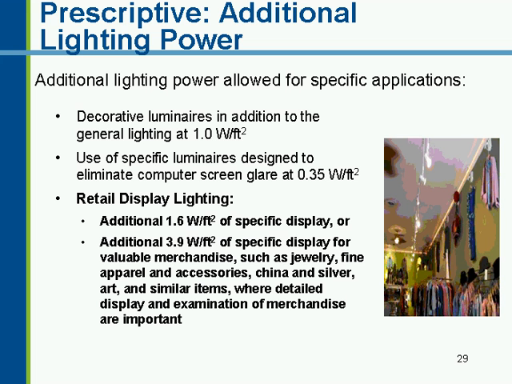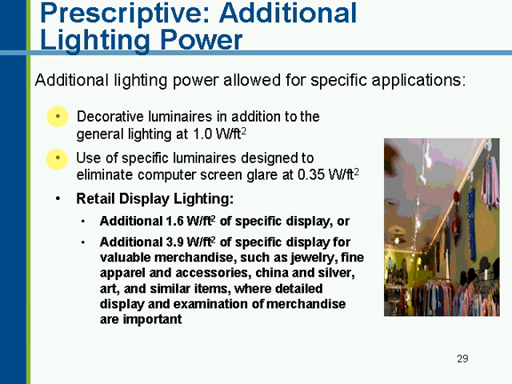The first one is for decorative luminaires in addition to general lighting. And a classic example here might be a lobby that has some decorative chandeliers or decorative wall sconces. If these are separate from the general illumination in the space and they're only for decorative purposes, you can get an allowance of an additional 1 watt per square foot for that space. But again, these have to be separate from the overhead lighting, the general lighting in the space.